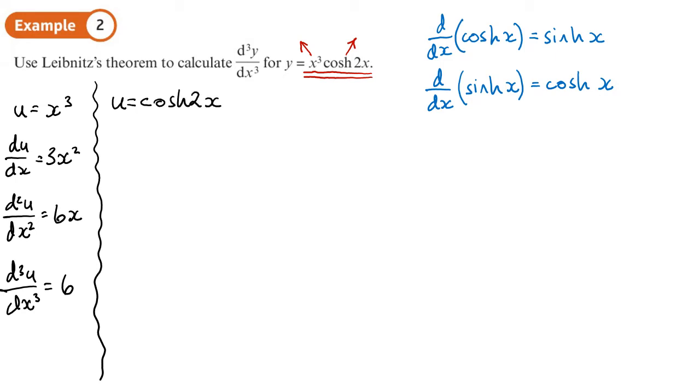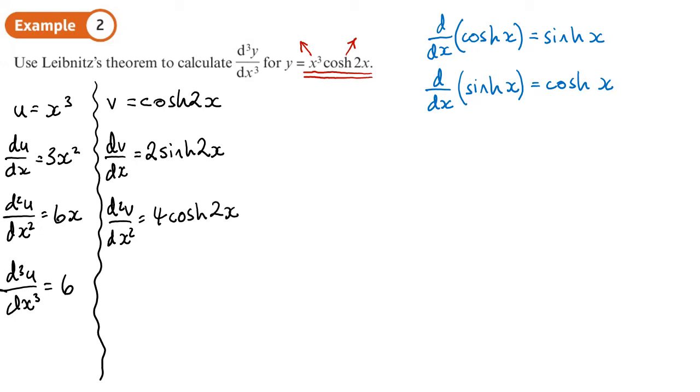So we'll be using the, that's v, we're using the chain rule, so dv dx, so that will become 2 sinh 2x. We differentiate again, second derivative, so this now becomes 4 cosh 2x. Then the third and final derivative, that will be 8 sinh 2x.